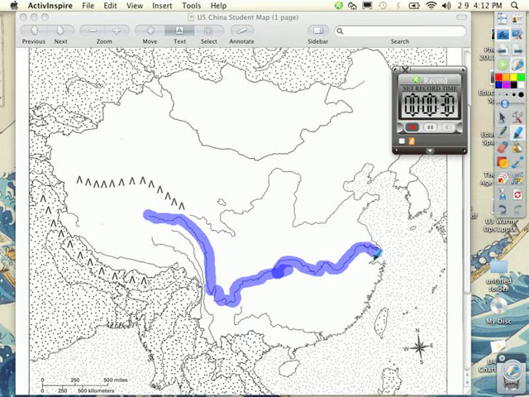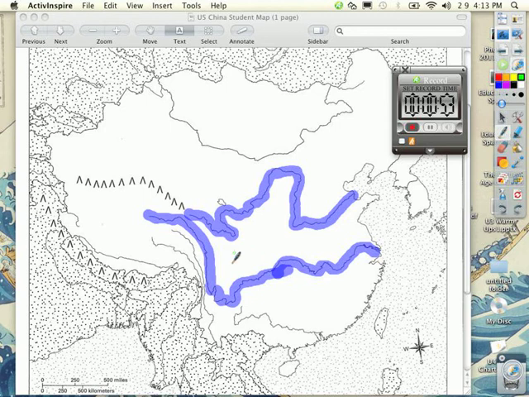Okay, and then there's a second one called the Yellow River, which is right north of there. Physical features are the things that are on the land that distinguish it: the mountains, the rivers, the seas, plateaus. Okay, and then we're going to label those.